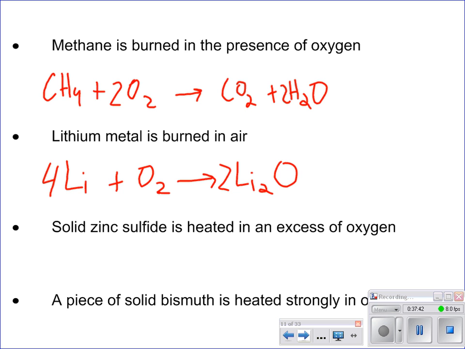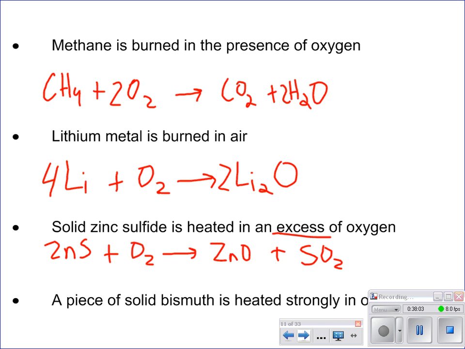Okay, next up, zinc sulfide is heated in an excess of oxygen. Solid zinc sulfide heated in an excess of oxygen. What are we going to make? Zinc oxide and excess oxygen. That's what tells us whether it's the O2 or the O on the back of the nonmetal. So that's SO2. And then to balance this, just to save time, I'm going to do it for you.